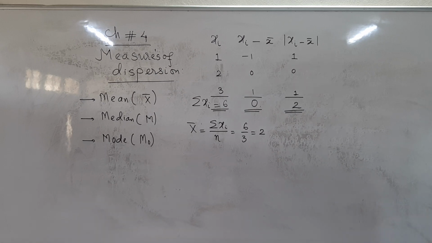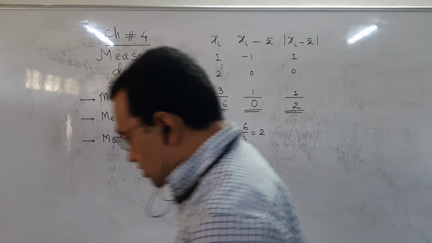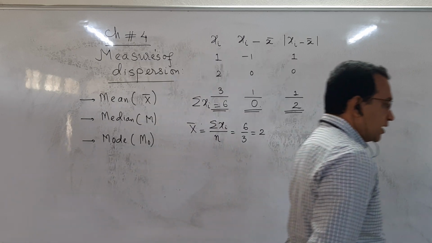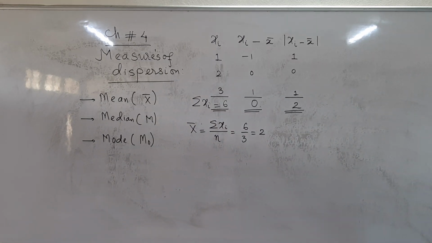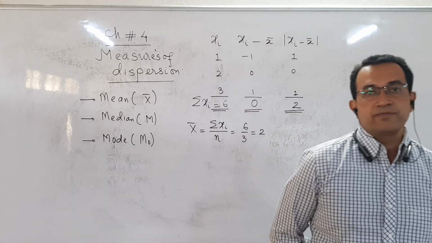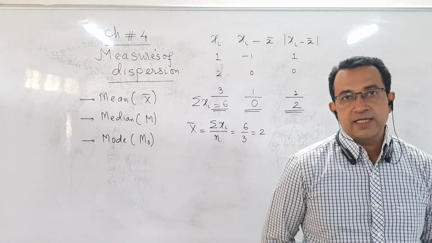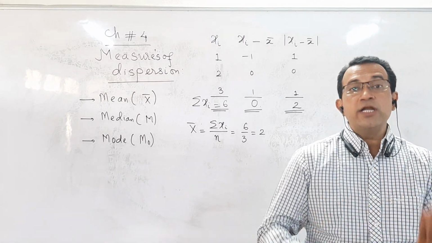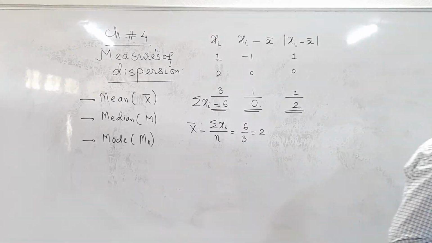Then the calculation of a measure of dispersion, students, must be based on all the observations. We must use all the observations. Then it should be suitable for further algebraic manipulation. It means that when I am using it in some reference, I can manipulate it, or I can round it off.